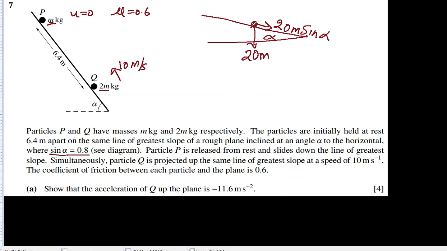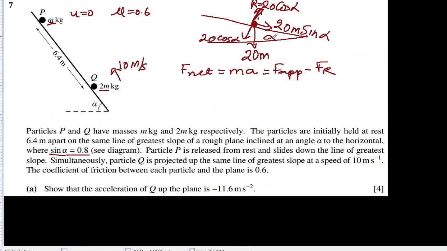Similarly, there will be a component in this direction, which will be 20 cos alpha, and exactly the same upwards, which will be the normal contact force, 20 cos alpha. This is the normal contact force. Okay, our job is to find the acceleration of Q up the plane. So let's find its net force first. F net, which is mass times acceleration, equal to applied force minus resistive force.